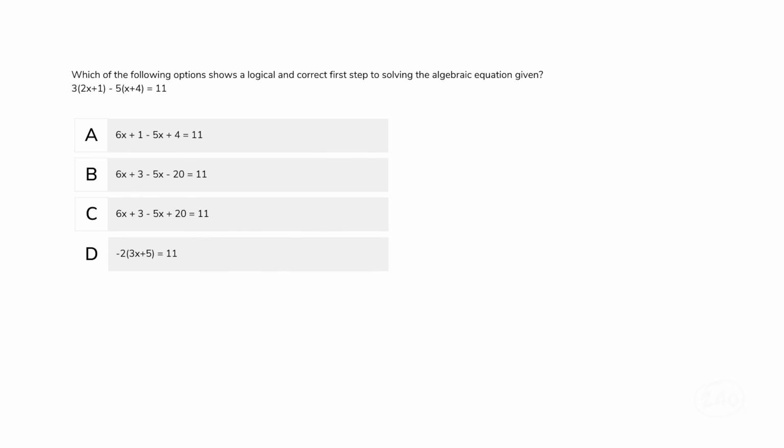Even though this is algebra, we still need to remember PEMDAS from earlier. So we start with the parentheses. If we distribute the 3 and the -5 to their respective parentheses, we'll get this choice. 6x plus 3 minus 5x minus 20 equals 11. We're technically done with this question, but let's try for some bonus points.